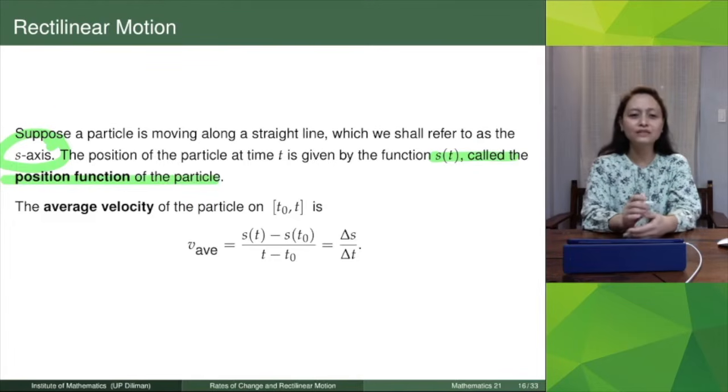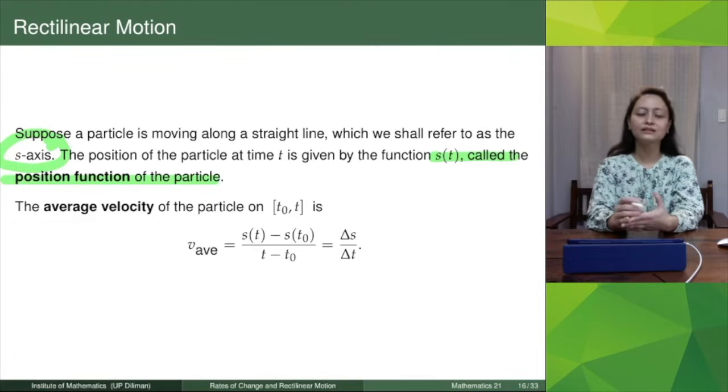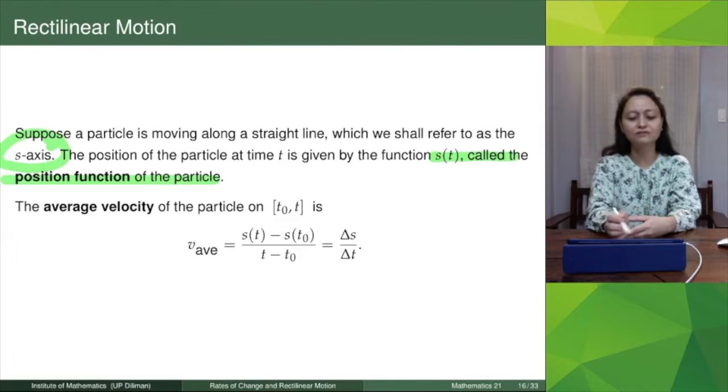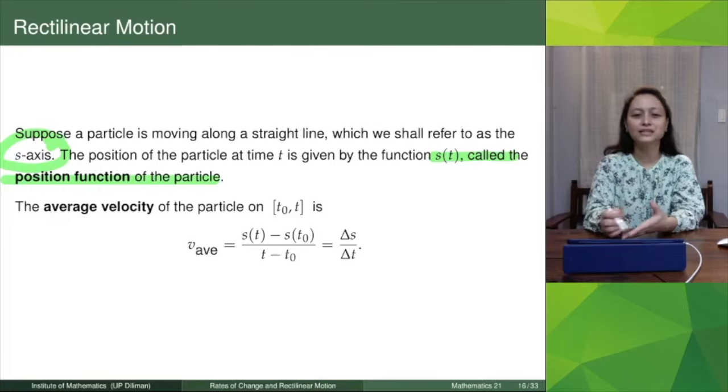Now, the average velocity of the particle on the interval from t0 to t is given by this formula. Parang kapareho lang nung illustration natin kanina dun sa hot air balloon. So, s of t, or the position at time t, minus the position at time t0, over the difference in time.